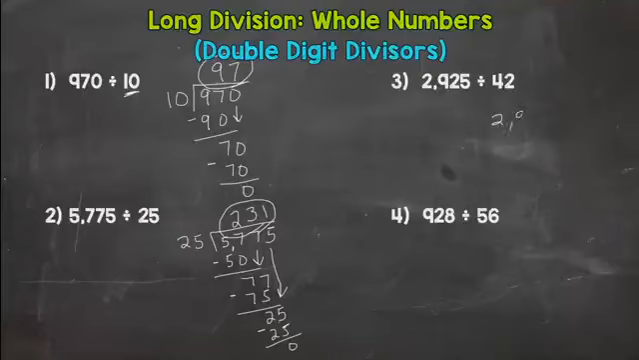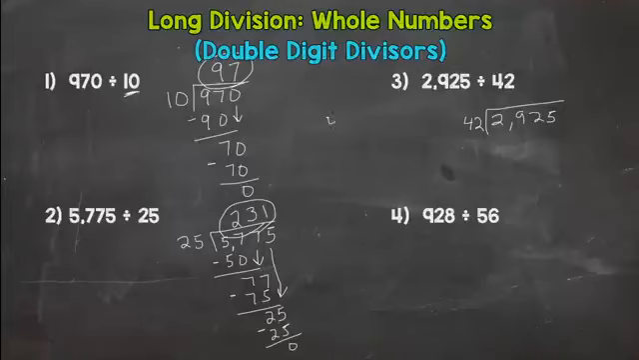We have 2,925 divided by 42. And no one really knows their 42 facts off the top of their head. So you can't do a group of 42 out of 2. Can't do one out of 29. So you have to look at 292. How many groups of 42, whole groups of 42, are in 292? Well, you probably don't know that off the top of your head. So you need to estimate and check. This might take a few tries to figure out.